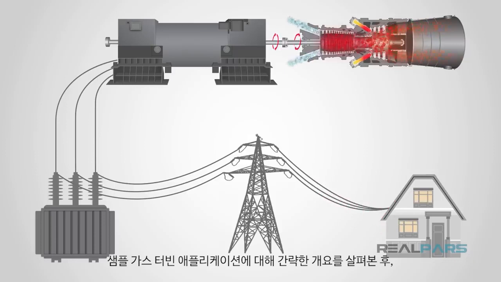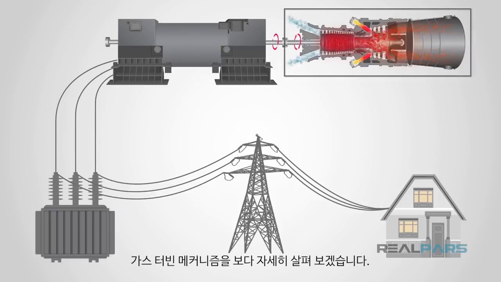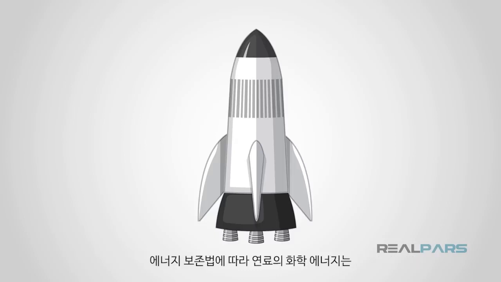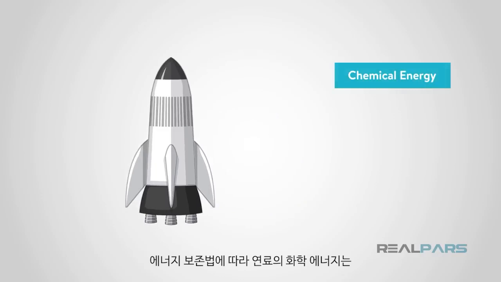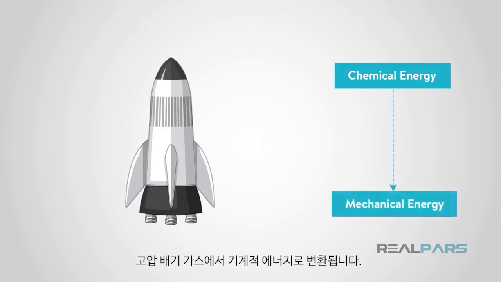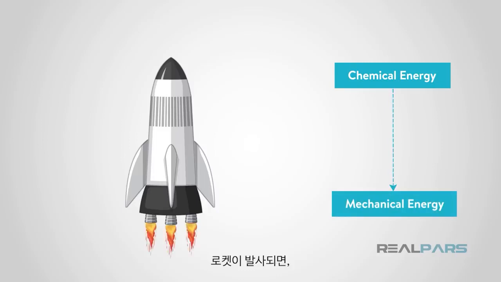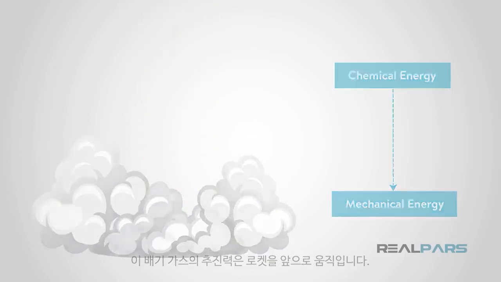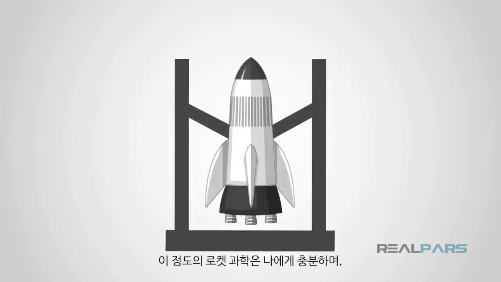After this brief overview of a sample gas turbine application, I'm going to dig down into the gas turbine mechanism in more detail. First, imagine a rocket in which some fuel is going to burn and create a high-pressure exhaust gas. Based on the energy conservation law, the chemical energy of the fuel is transformed into mechanical energy in the high-pressure exhaust gas. When a rocket is fired, the thrust of this exhaust gas moves the rocket forward. This amount of rocket science is enough for me.